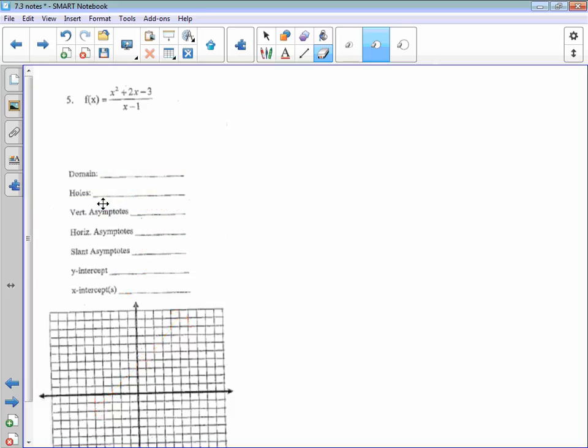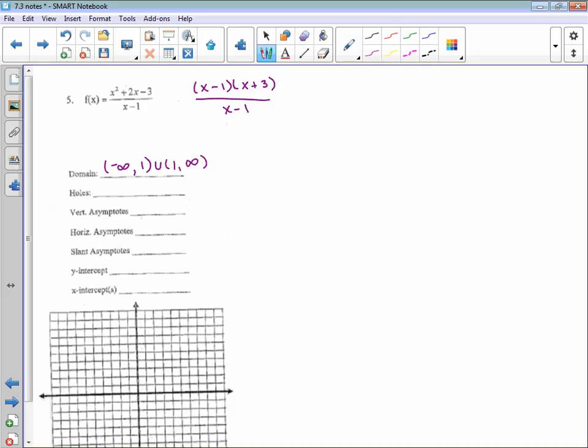All right. Let's do number 5. Okay, so domain, you should tell me right from the beginning. What is your domain? Okay. Then we'll try to factor. So this is x minus 1, x plus 3 over x minus 1. We're okay with that? Yes? Okay. So you guys see that this cancels out, right? Okay. So we definitely have a hole.